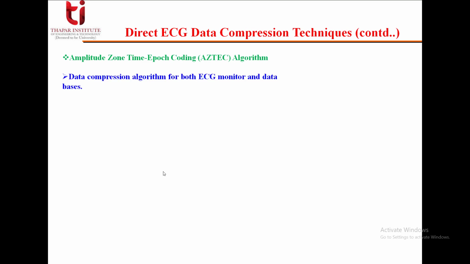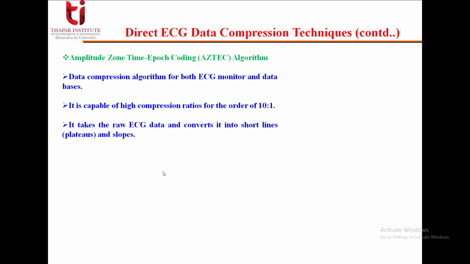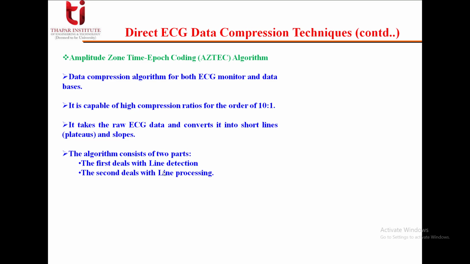Data compression algorithm for both ECG monitor and databases. It is capable of a high compression ratio, on the order of 10:1, and it takes the raw ECG data and converts it into short lines, which we call plateaus and slopes. The algorithm consists of two parts. The first deals with line detection, and the second deals with line processing.